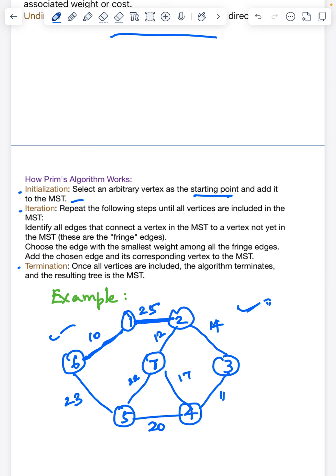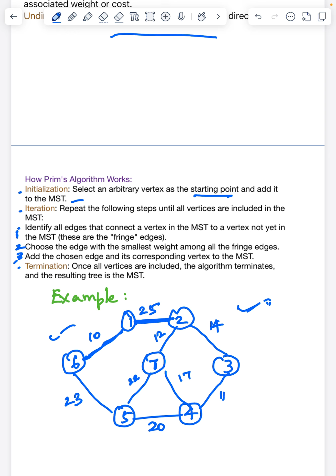Then the next part is iteration. Here we have three steps. Repeat the following steps until all vertices are included in the minimum spanning tree. What is the first step in the iteration? First, we have to identify all edges that connect a vertex in the MST to a vertex not in the MST. Those edges are fringe edges. What are fringe edges? The edges connecting the MST to a vertex that is not yet in the MST.